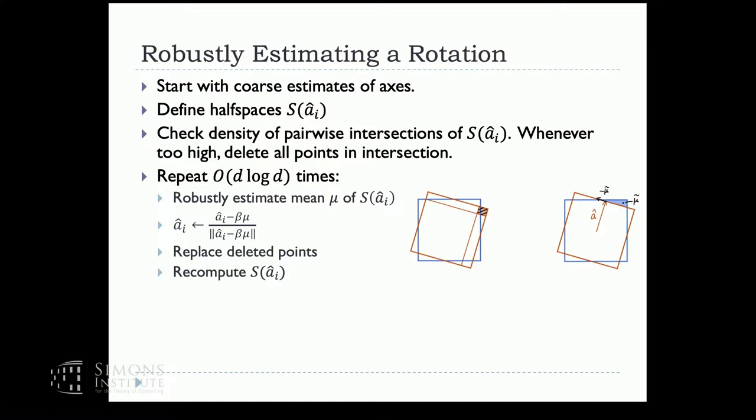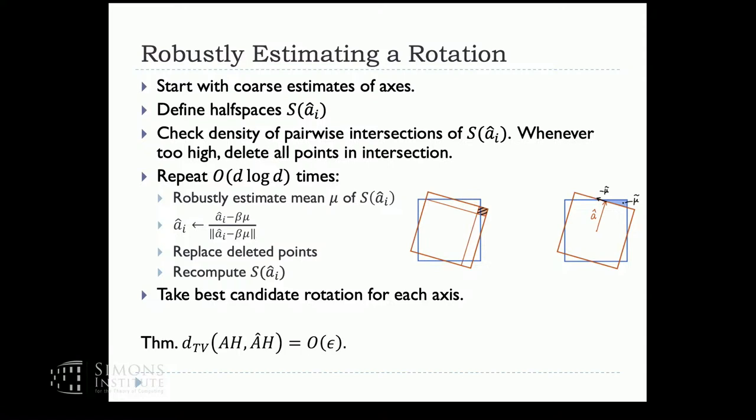that's sticking out to move your A hat. But every time you do that, you make a little move. The lemma will say you get closer. You replace the deleted points because you can't afford to delete so many points. You delete them for the purpose of estimation, and then you put them back and do it again. That's D log D times. And on the way, you will get all these candidates. We can, of course, test whether the candidates are good because we can get new samples and test how close it is to the true distribution. And the guarantee is that this gives you an A hat which is close in TV distance to the true one.